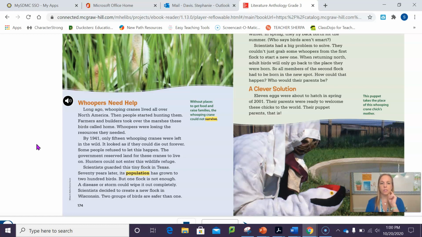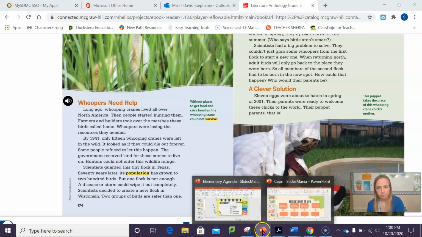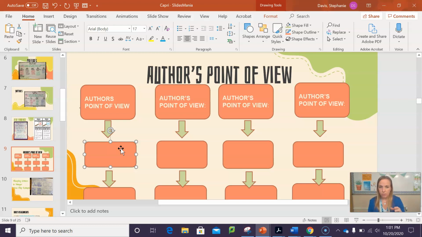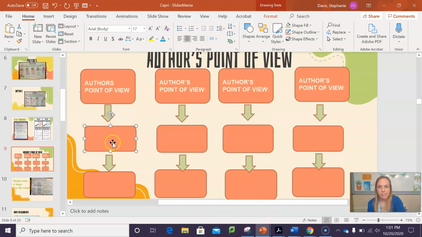Okay, so right away, boys and girls, I am thinking of anything I read in this heading, in this section about whoopers needing help, or something happened to these whoopers and how we're going to help them. So I'm going to go back to my tree map. And one of the details that had to do with them needing help was that wherever they were, they were hunted, and the farmers tried to take over their homes. That's not a good thing, right? They lived somewhere, they were hunted, and the farmers tried to take over their homes. And we can't have that if we're trying to save our whoopers, or our whooping cranes, I should say.